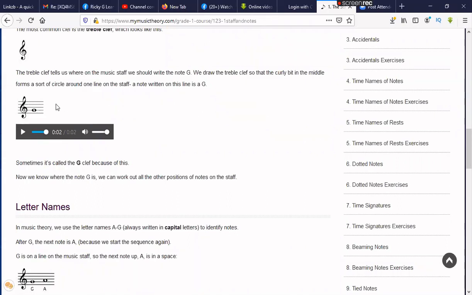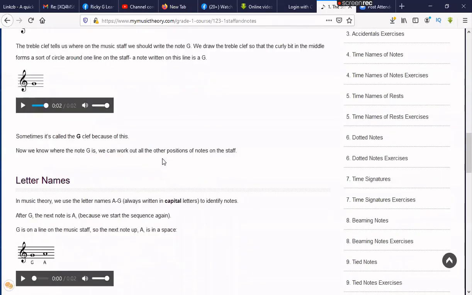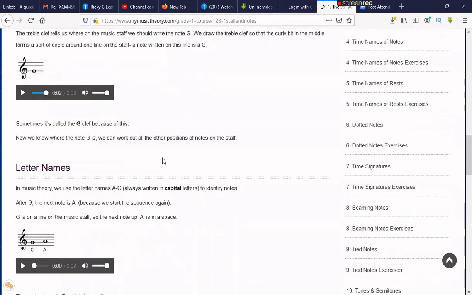So since we have fixed the G clef on the G line, it will tell you what the next line or the next space should be, or even the space and the line below it. In music theory, we use the letter names A to G, always written in capital letters, to identify notes. After G, the next note is A.